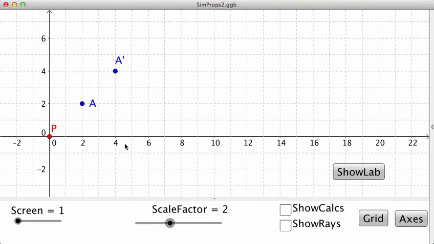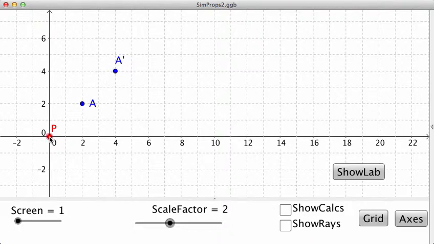Okay, so let's review what dilation is. Suppose that we have a point A, another point P, and we want to create a dilation of A with center of dilation P. That point will be called A prime. The way it works is we would take a line and draw it through PA.